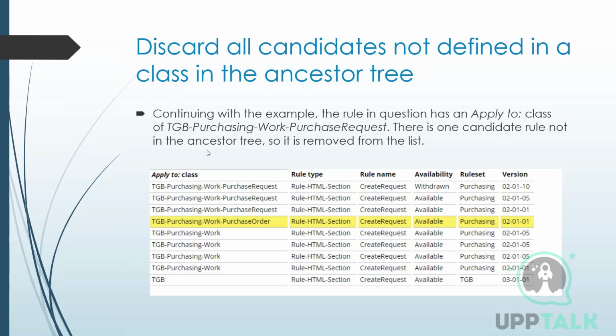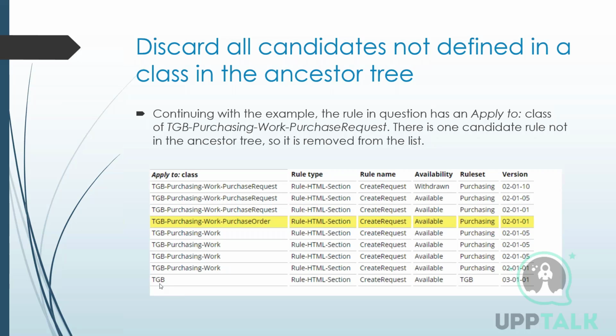So here if you observe, TGB purchasing work purchase request is there, whereas work purchase order is also available. But are these parent and child classes? Purchase request and purchase order. They are sort of siblings, right? But they are not parent and child. So there comes your TGB purchasing work, which is like a parent class. And then TGB, which is the organization layer. So again, it's a parent class.